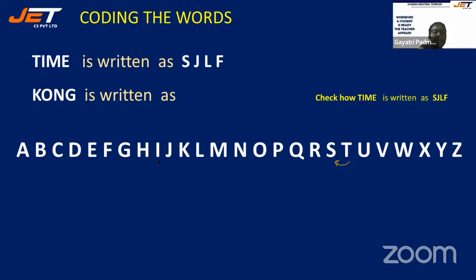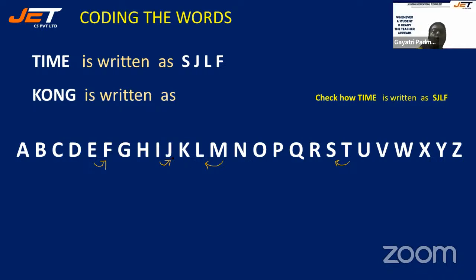I is written as J. M is written as L, backward. This is forward, this is backward, this is also backward. Next, E is written as F.